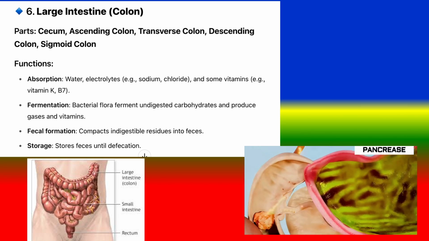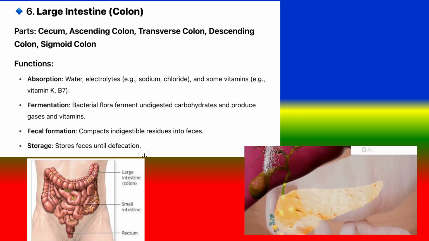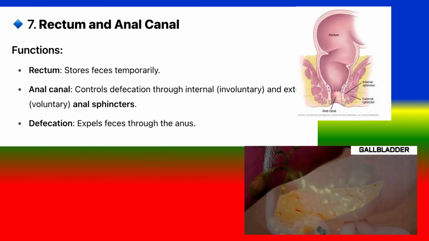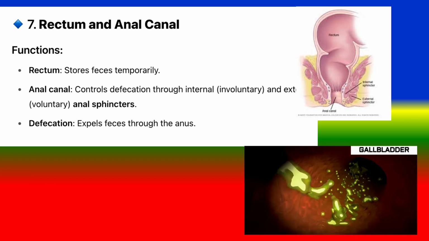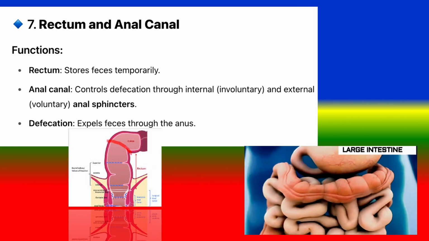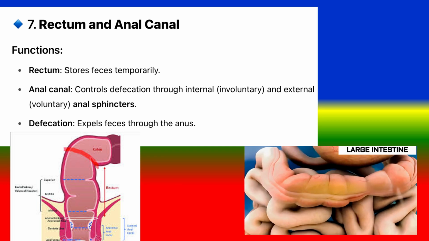Fecal formation: compacts indigestible residues into feces. Storage: stores feces until defecation. 7. Rectum and anal canal. Functions: rectum stores feces temporarily. Anal canal controls defecation through internal, involuntary, and external, voluntary, anal sphincters. Defecation expels feces through the anus.